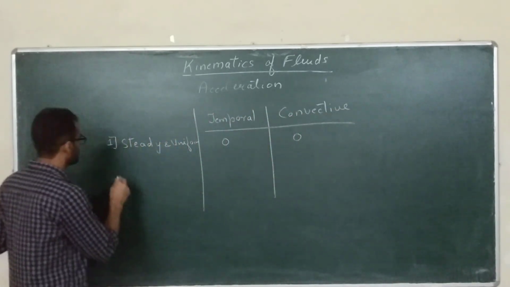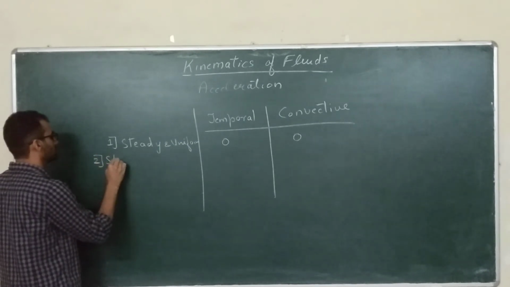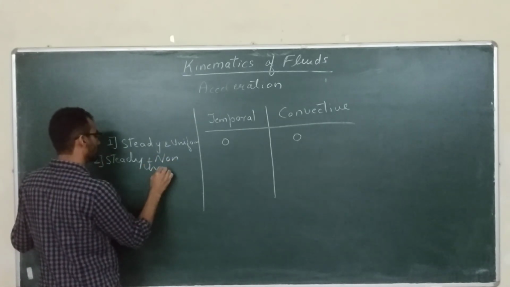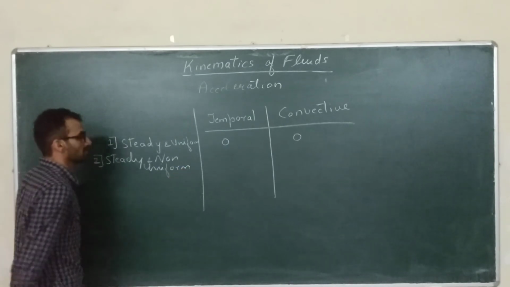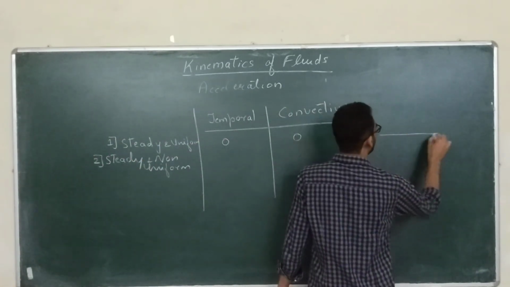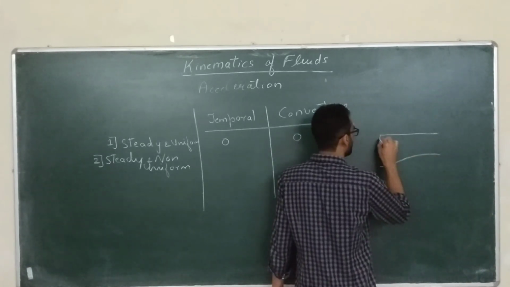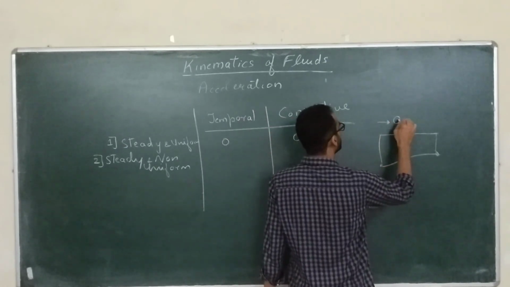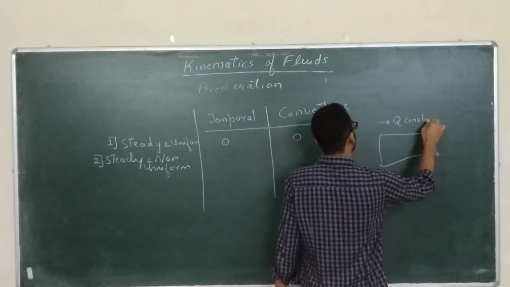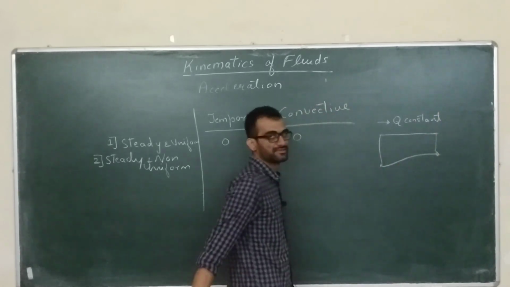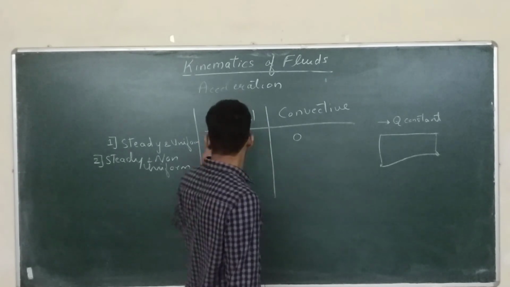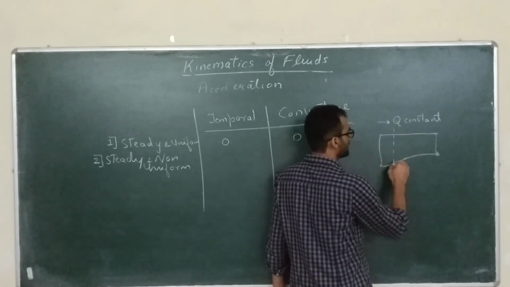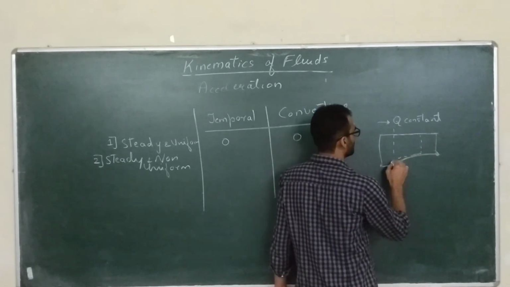What about the second case? Steady and non-uniform. Now we can just guess that if we have a steady flow but it is non-uniform. Right now we saw the example in the beginning that we have a steady flow passing through a pipe, but the area of cross section is changing, so this flow becomes steady and non-uniform flow. Now what happens when the flow is passing through this pipe? If you consider a control volume, let's say this is your control volume.